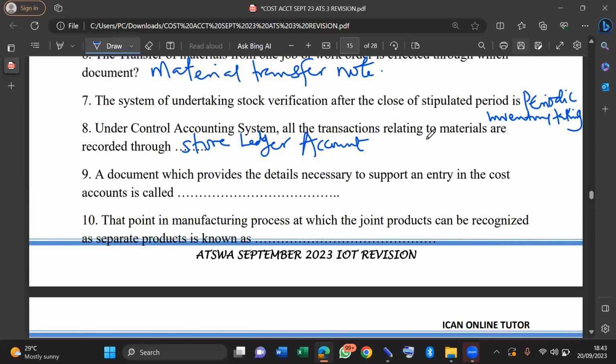Okay, a document which provides the details necessary to support an entry in the cost account.